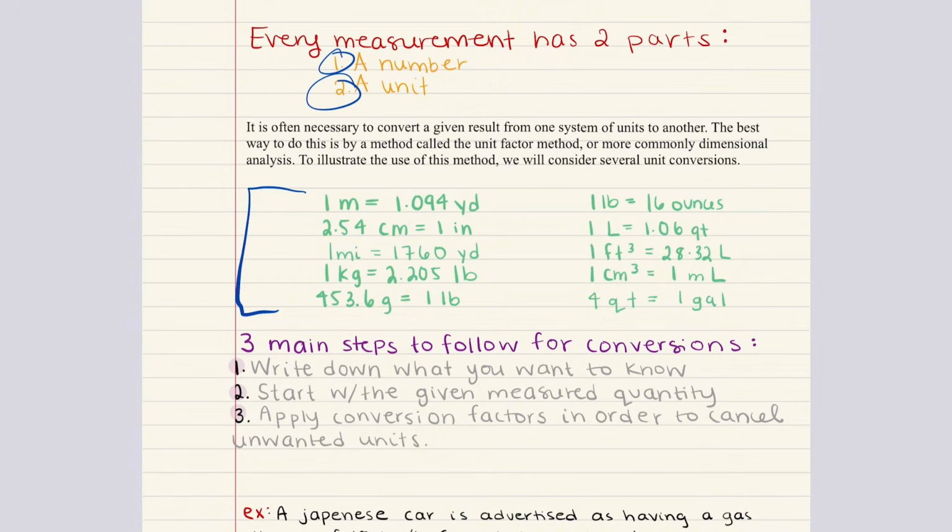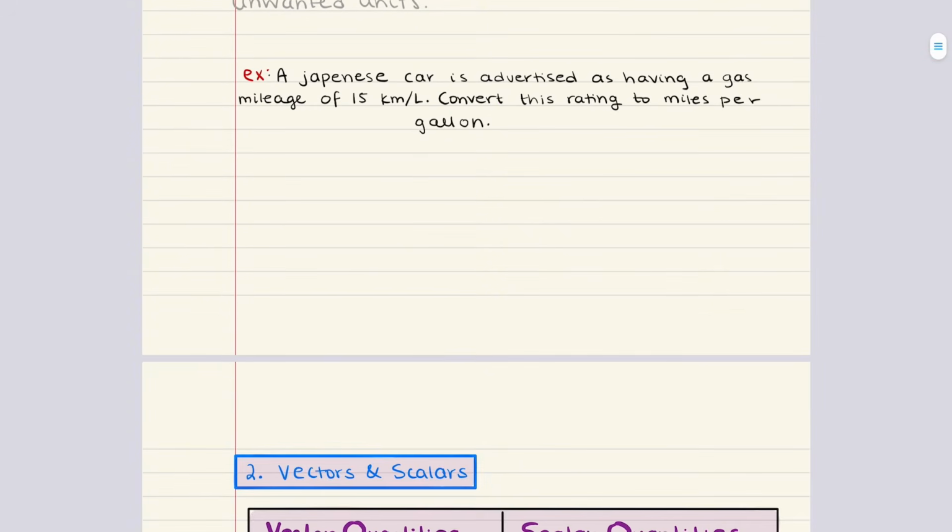So how exactly are we going to tackle converting units? We're going to follow 3 simple steps every time we tackle a dimensional analysis problem. Step number 1 is to write down what you want to know. Step 2 is to start with the given measured quantity. And step 3 is to apply conversion factors in order to cancel unwanted units. So let's go ahead and tackle a practice problem to better understand this.